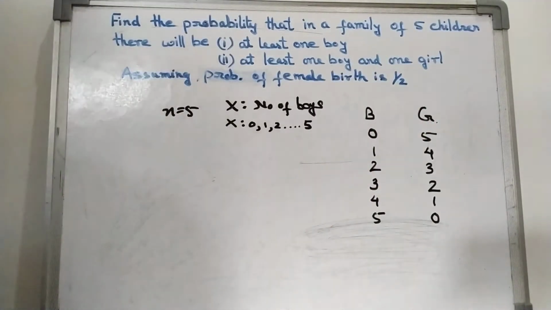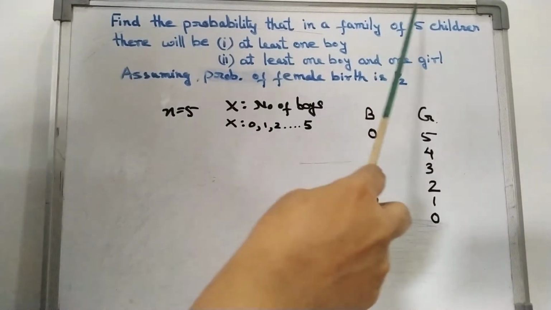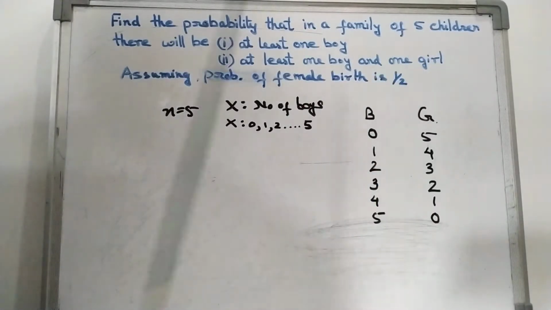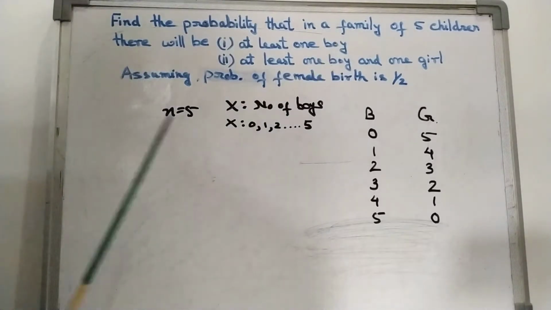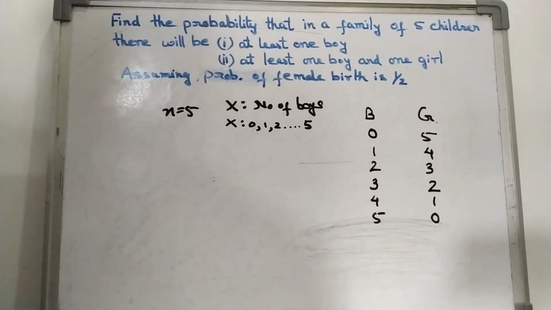Earlier we have done such problems for finding the probability that in a family of 3 children. So it is easy to prepare the sample space if there are 3 or fewer. But here it is a case of 5 children, so it's quite difficult to prepare the sample space, or it is time consuming. So here we use the binomial distribution.